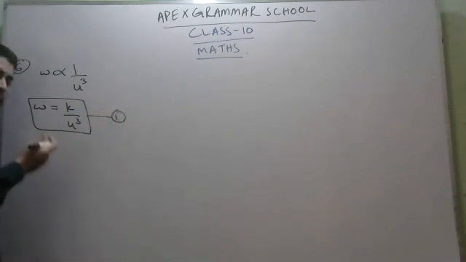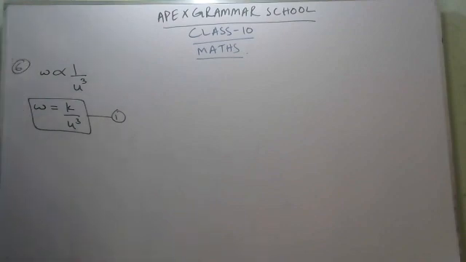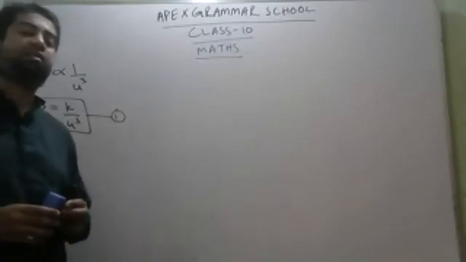Now this will be your final condition, and through this you can easily solve the rest of the questions. This was your exercise 3.5, totally based on direct and inverse proportions. Now after that, we have another method that is called the k method.